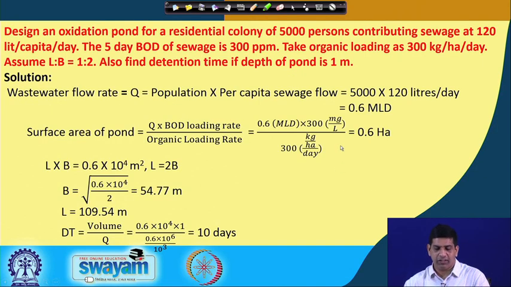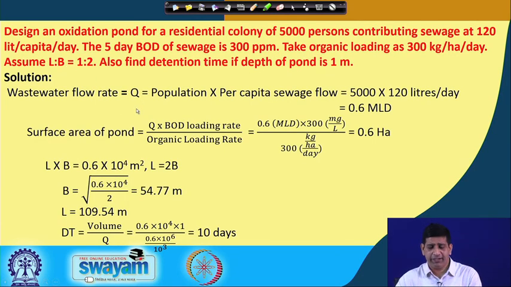So, for the oxidation pond, say you have to design an oxidation pond for a residential colony of 5,000 persons contributing sewage at 120 liters per capita per day. The 5-day BOD is 300, and the organic loading is given as 300 kg per hectare per day. Assuming L by B is 1:2, find the detention time if the depth of the pond is 1 meter. So, the length by breadth ratio is 1:2.